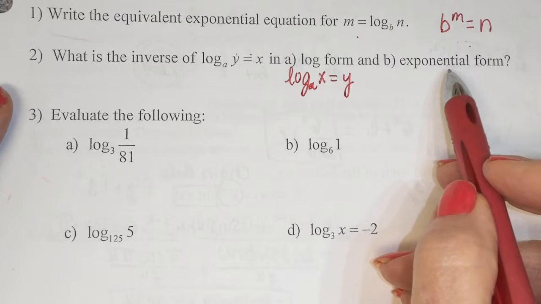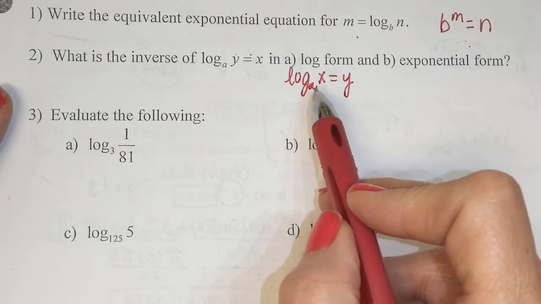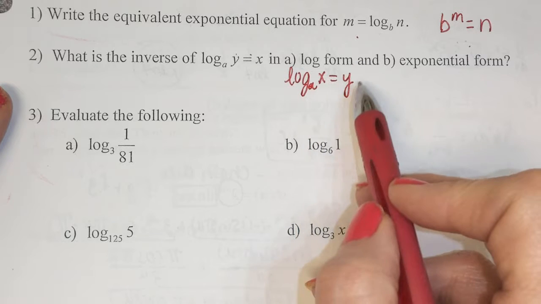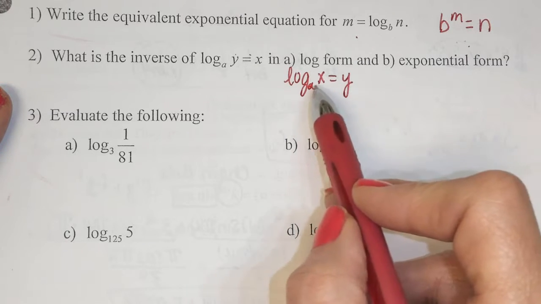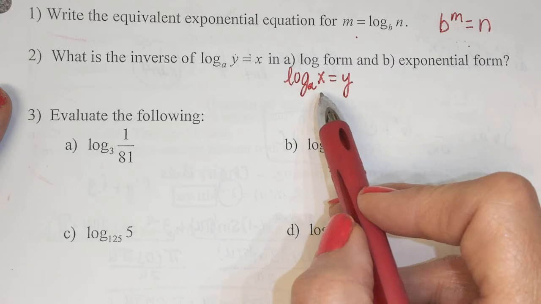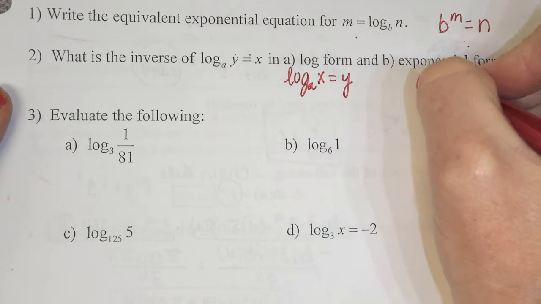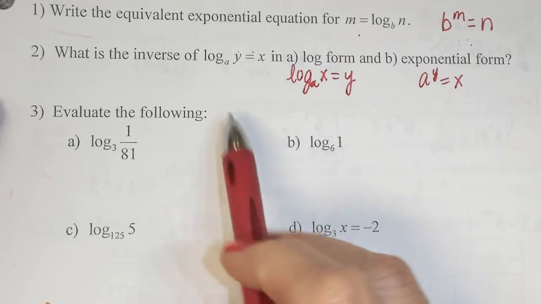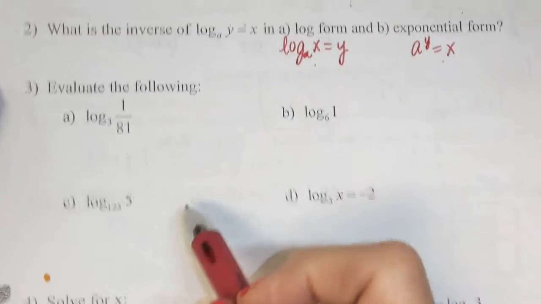They also want us to find the inverse in exponential form. Well, I can take this inverse and then just switch it into an exponential. Spencer, how would this be as an exponential right here? Is the base a? So a to the y equals x. Good. All right, so this is an inverse of that as well as this is an inverse of that.